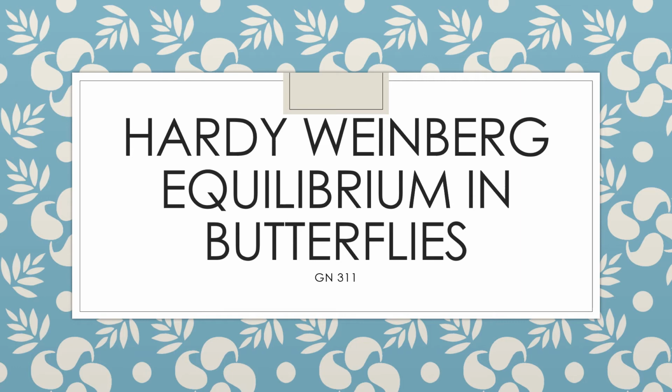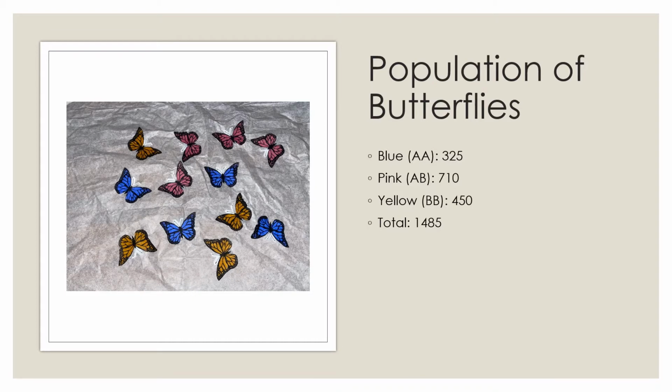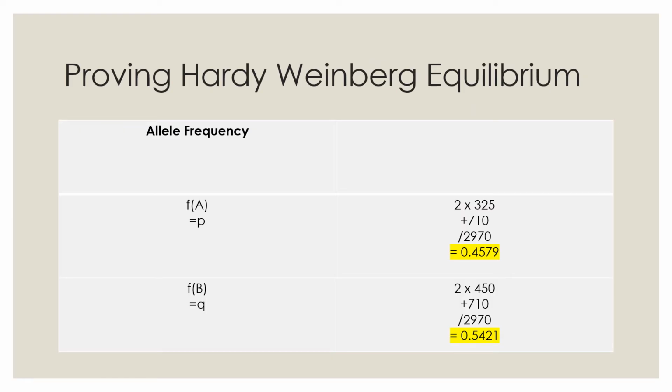I'm going to be talking to you about Hardy Weinberg equilibriums in butterflies, which is basically just an equilibrium that a population is in until something disrupts it. Here we have our population of butterflies. The three different colors have three different genotypes and different numbers in the population: blue, pink, and yellow. To prove Hardy Weinberg equilibrium, we have to calculate the frequency of each allele, so A and B.